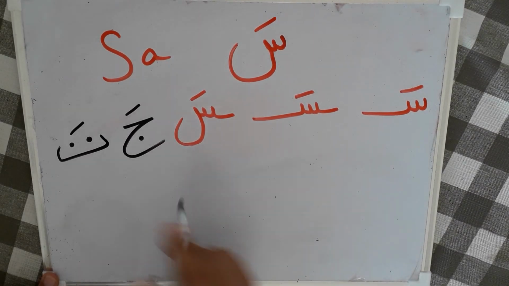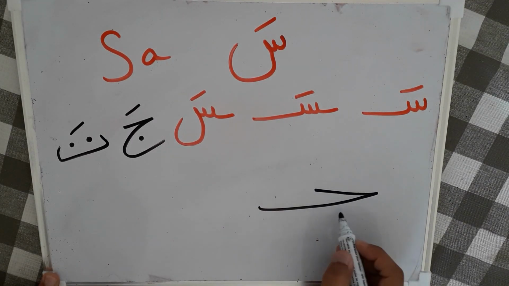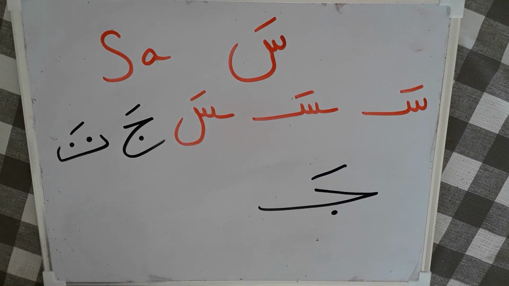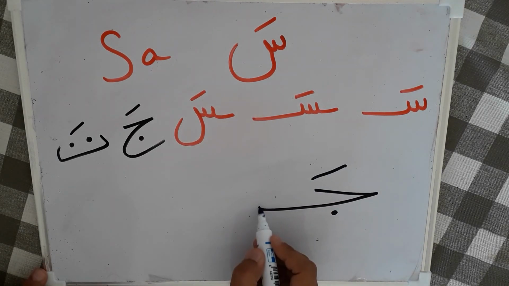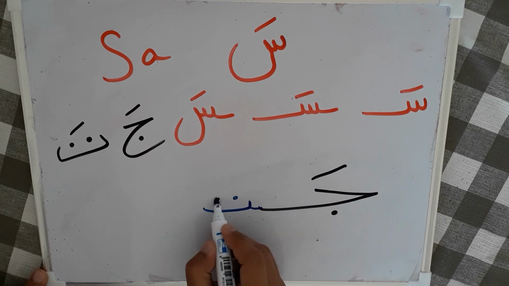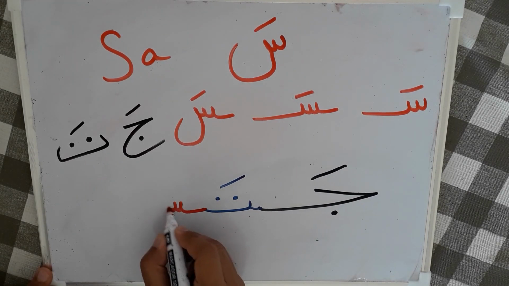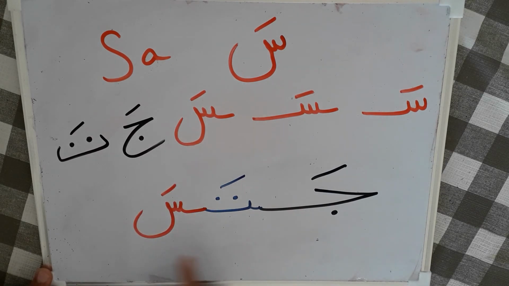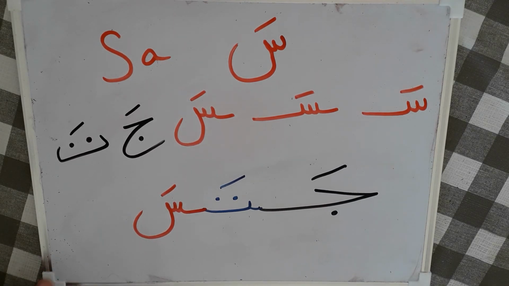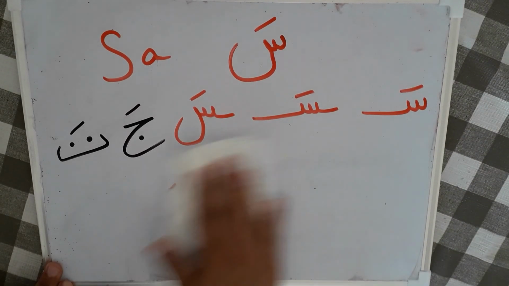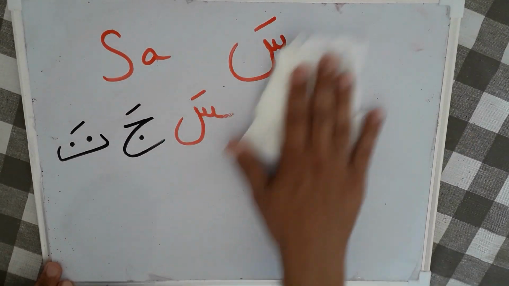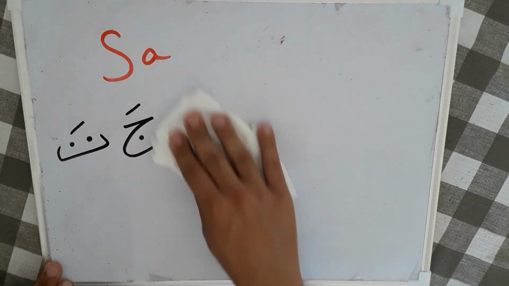So, ja, ta, sa, jatasa, jatasa. Okay? And now, let's learn another word, another letter, sorry. So, let's see.